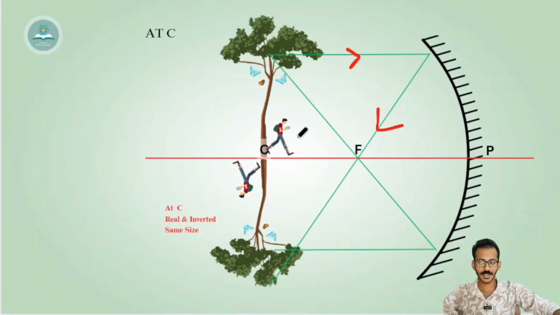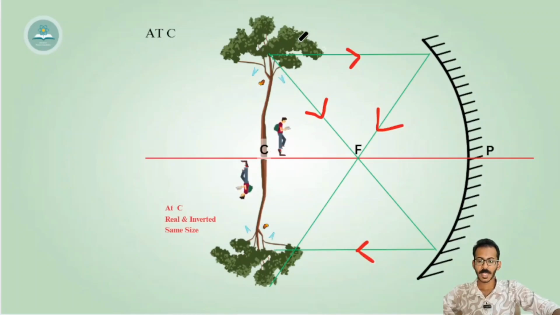Now, my second ray should be through the immediate next point. It's already on C, so I can't make any ray through C. So I'll make a ray through the focus. So my second ray is through the focus. It's coming, hitting the mirror. Whenever a ray of light comes through the focus, it should go parallel to the principal axis. That's the rule, the opposite of this one. So now, the ray of light coming through the focus will go parallel to the principal axis.